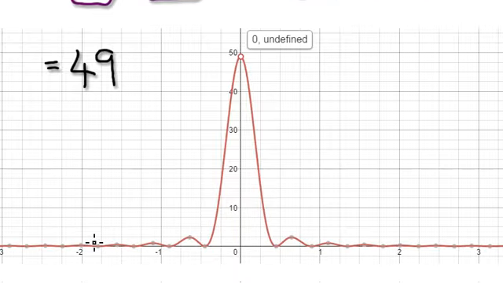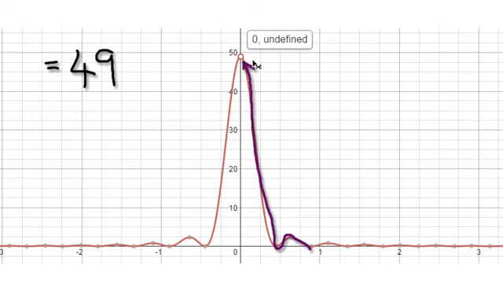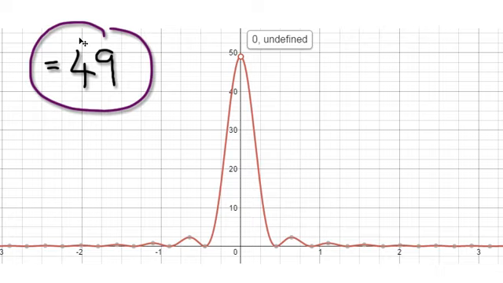And when you look at the graph here, dead on 0 is undefined, but the limit as x approaches 0 is actually 49. Okay, and then from the right hand side, it does tend to 49. So here is your answer. Okay.